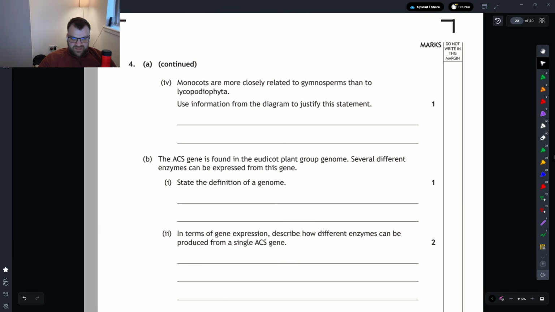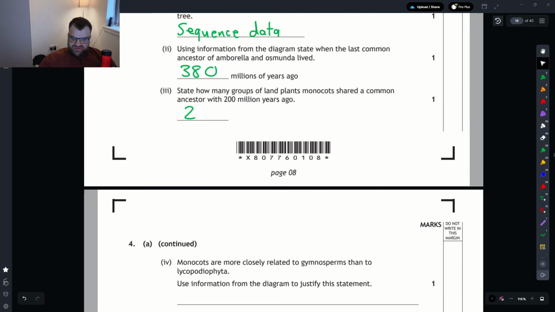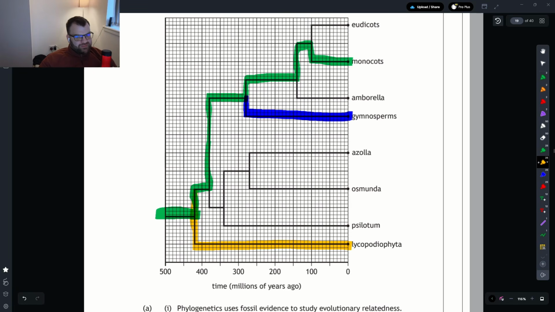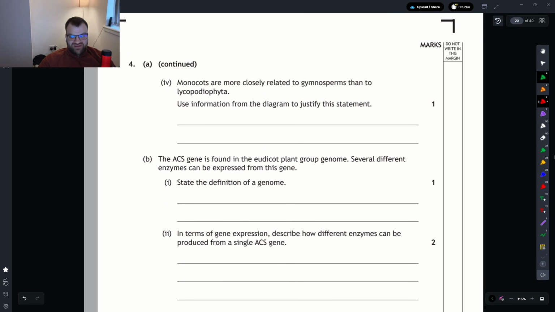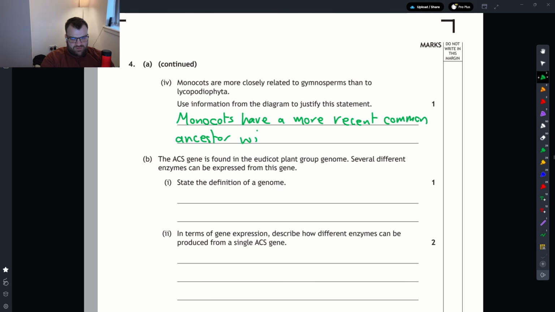Multicoloured thing there. Monocots are more closely related to gymnosperms than Lycopodiophyta. Monocots, gymnosperms, Lyco. So if you look at the points where the blue and green meet together compared to yellow and green, that happens much closer to today. So the last common ancestor was more recent than the common ancestor of monocots and gymnosperms. So monocots have a more recent common ancestor with the gymnosperms than the Lycopodiophyta. That would work there.